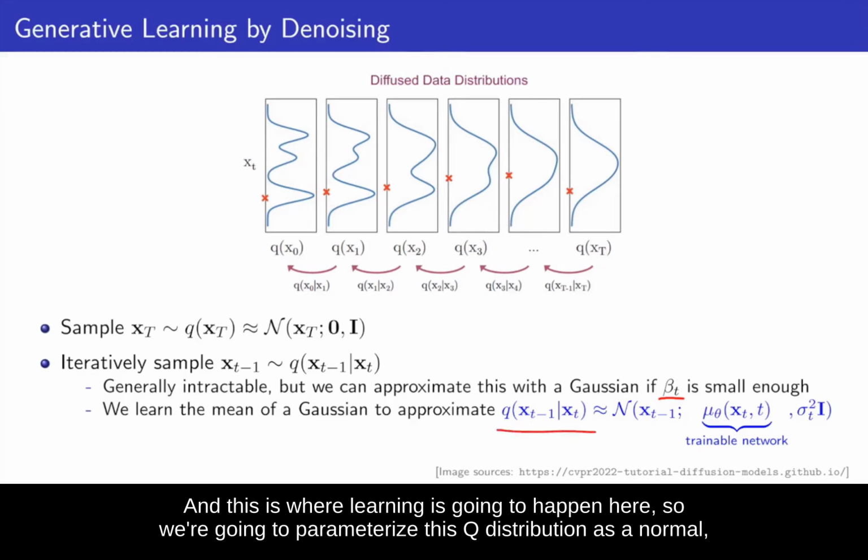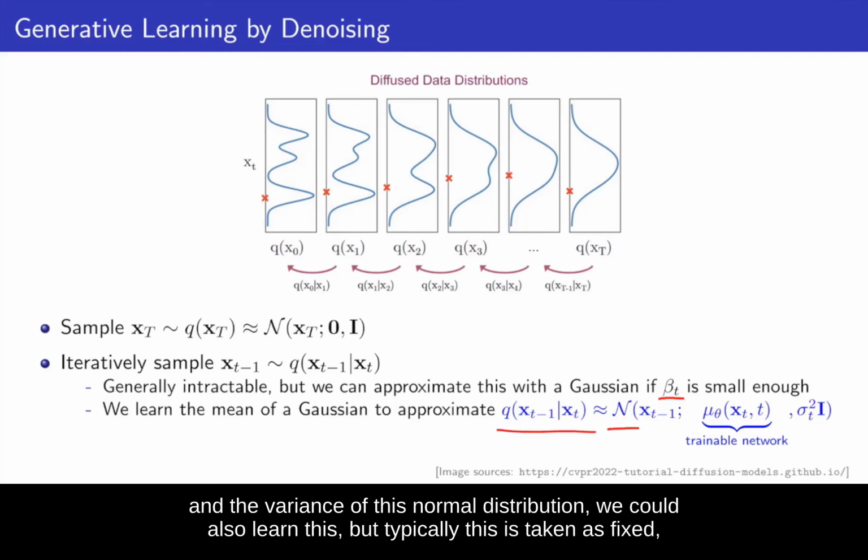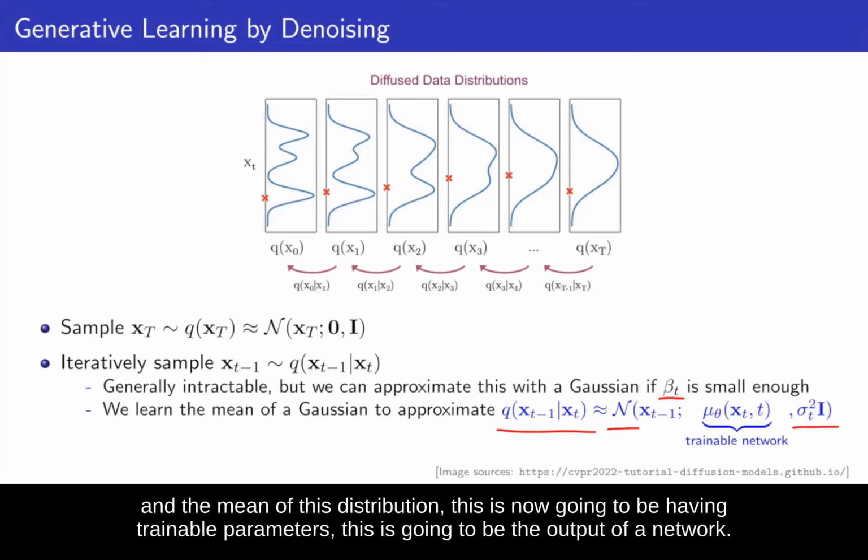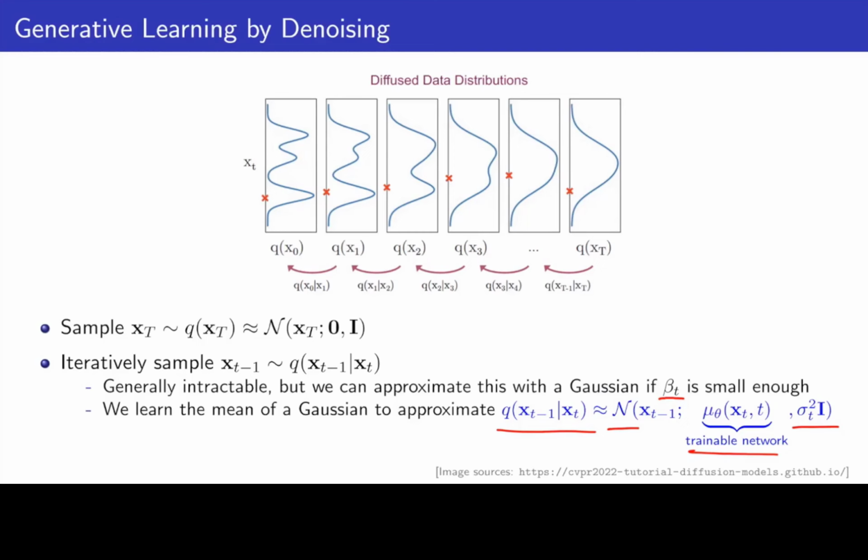So we're going to parameterize this Q distribution as a normal, and the variance of this normal distribution, we could also learn, but typically this is taken as fixed. And the mean of this distribution is now going to have trainable parameters. This is going to be the output of a network.